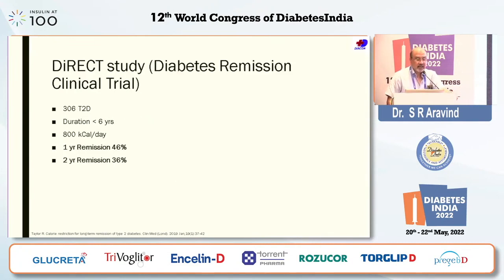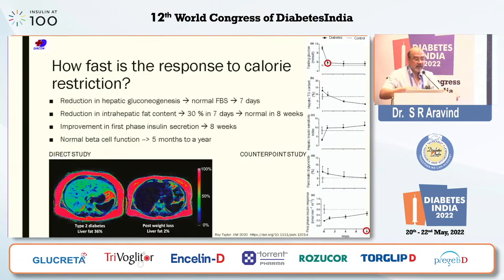Now, there's an interesting DiRECT study, the diabetes remission clinical trial. 306 people, less than 6 years, 800 calories. 1 year remission is 46%. 2 year remission is 36%. Now, there is also the question of how fast is the response to caloric restriction. This is very, very interesting. Reduction in hepatic gluconeogenesis, normal fasting in 7 days; reduction in intrahepatic fat content by more than 30% in 7 days; improvement in first phase insulin secretion, 8 weeks; normal beta cell function, more than 5 months to a year.